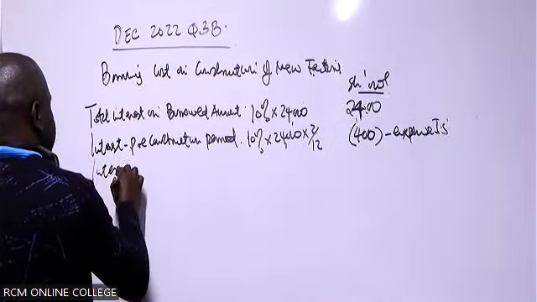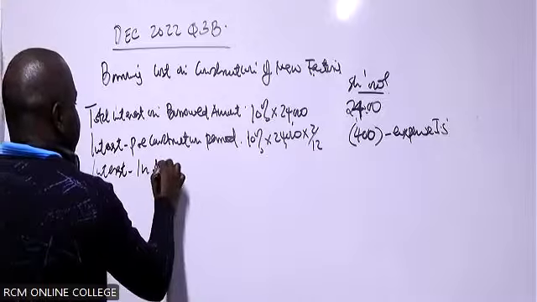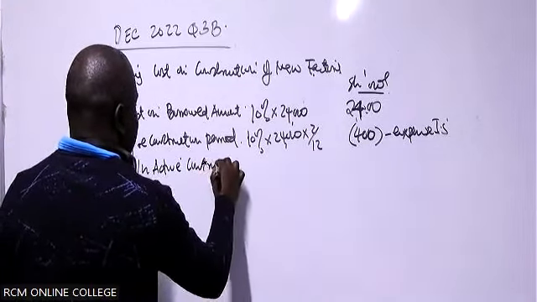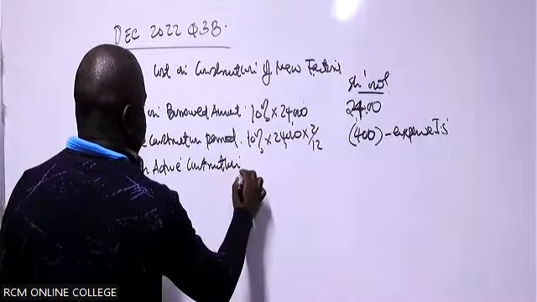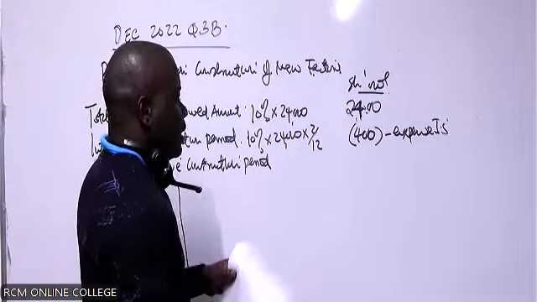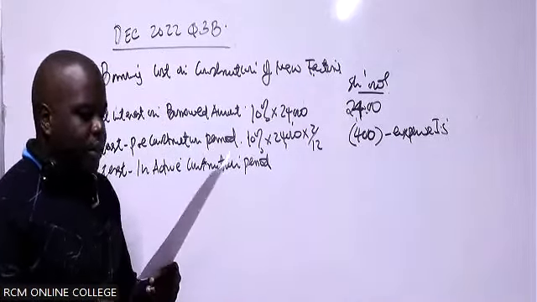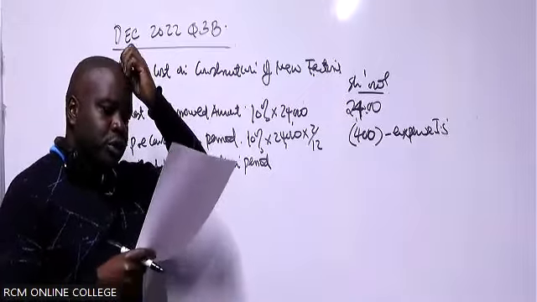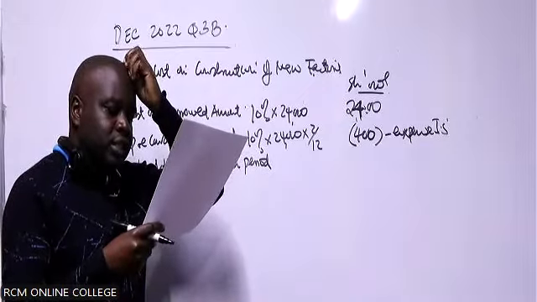Interest in active construction period. How many months were inactive? Also 2. There were 2 also. Because you are told which months they did not actually construct due to COVID-19.